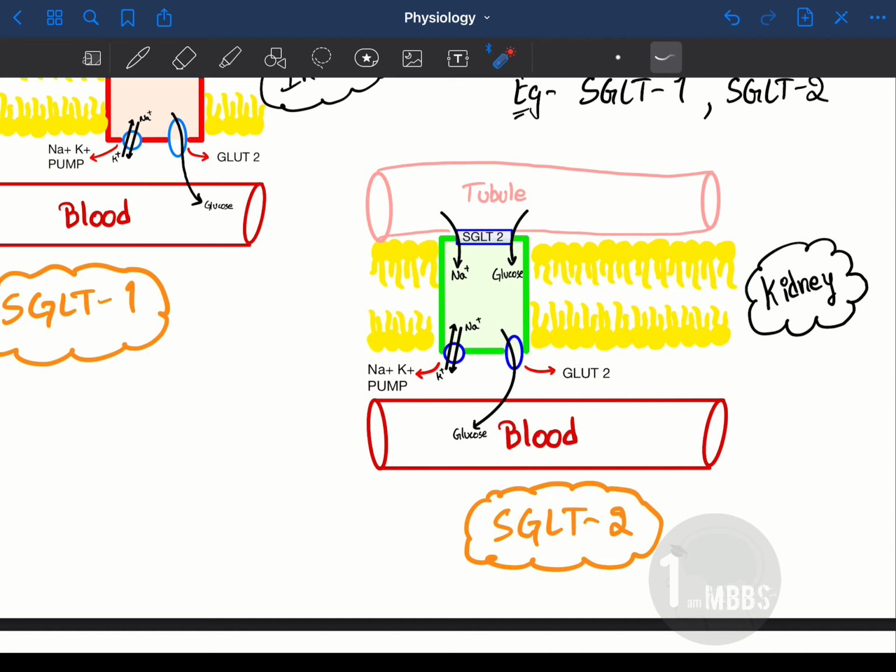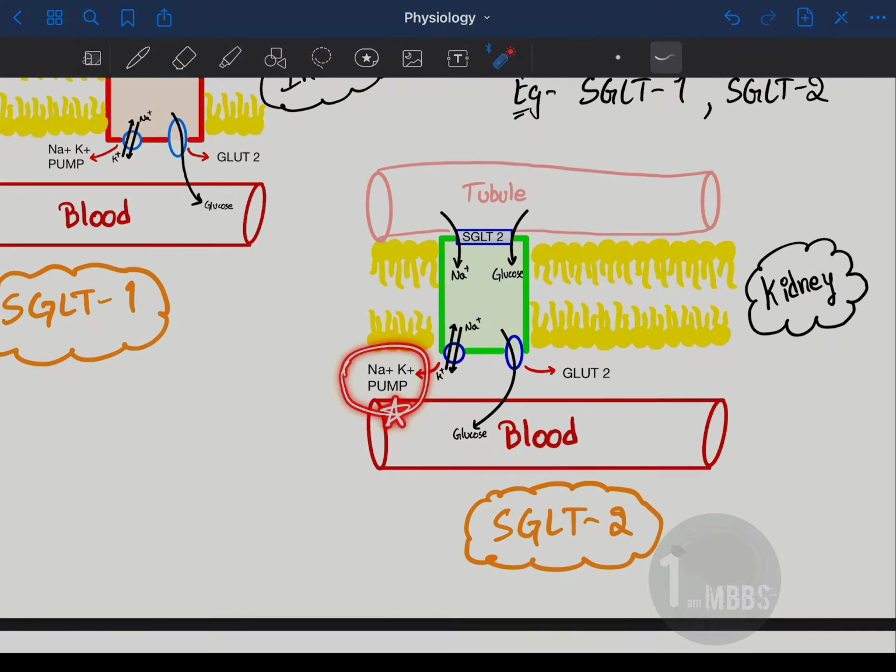Here, only one molecule of sodium and one molecule of glucose are transported in the same direction. Here, glucose is reabsorbed with the help of sodium in the kidney tubules. And again, this glucose is moved into the blood with the help of GLUT2, and the sodium is moved out of the cell with the help of the sodium potassium pump.